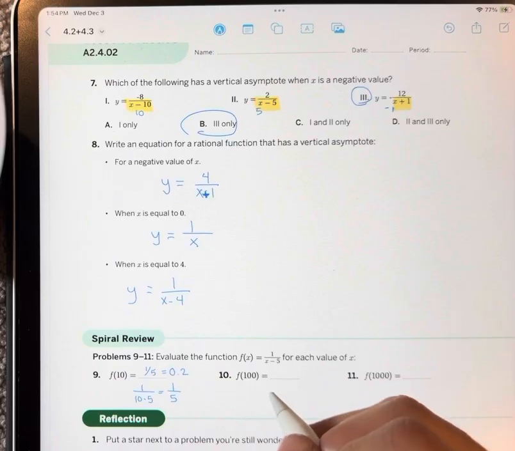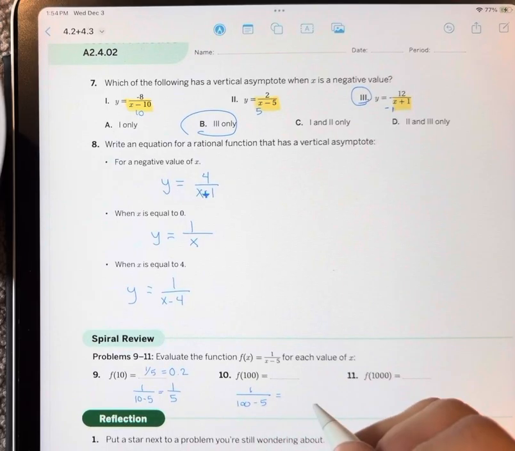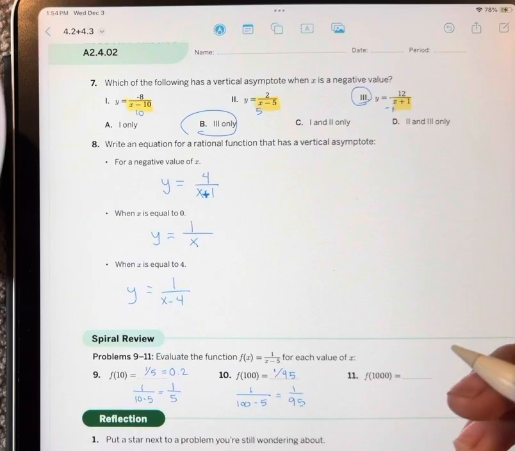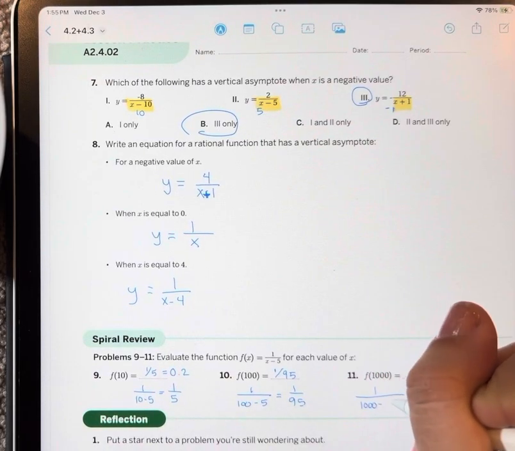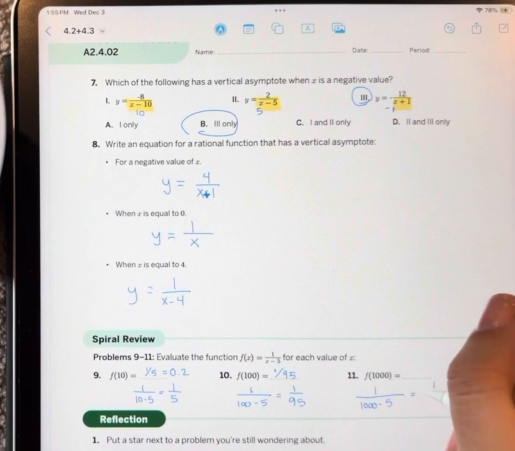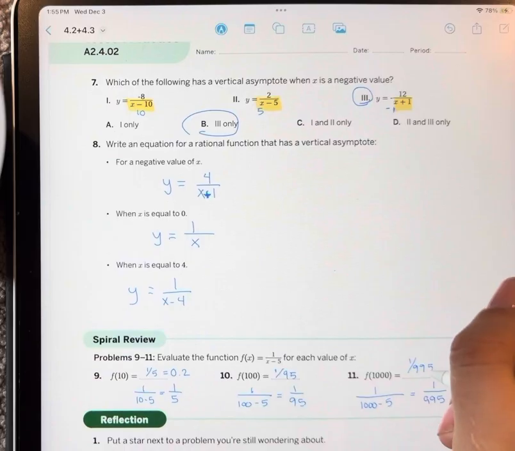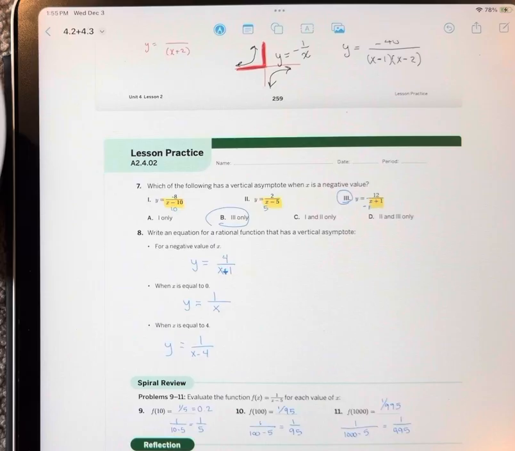If x is 100, we get 1 over 100 minus 5, which is 1 over 95, okay? And if you love your decimals so much, you're going to have to figure out this decimal on your calculator. It's like 0.01, I don't know. I'm letting it go. Okay, 1 over 1,000 minus 5 is 1 over 995, unless you want to tell your calculator to turn it into a decimal. Okay, all good.